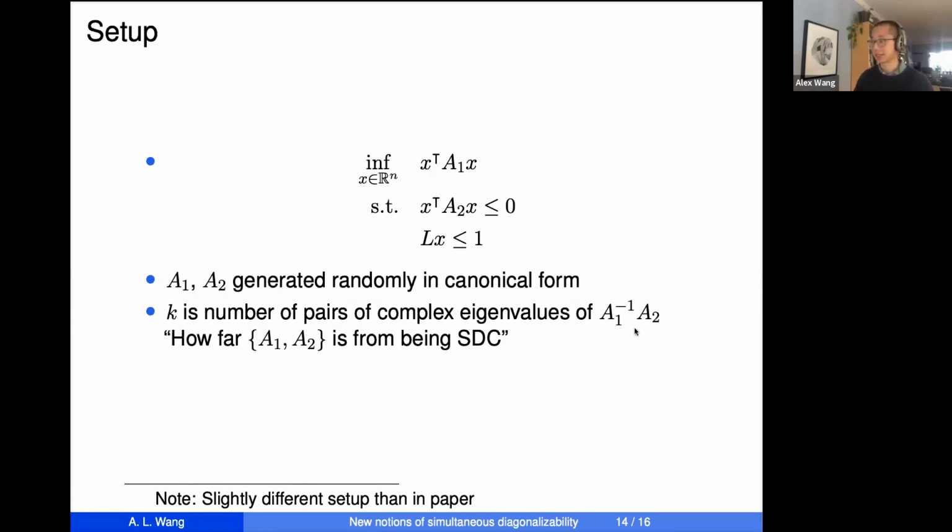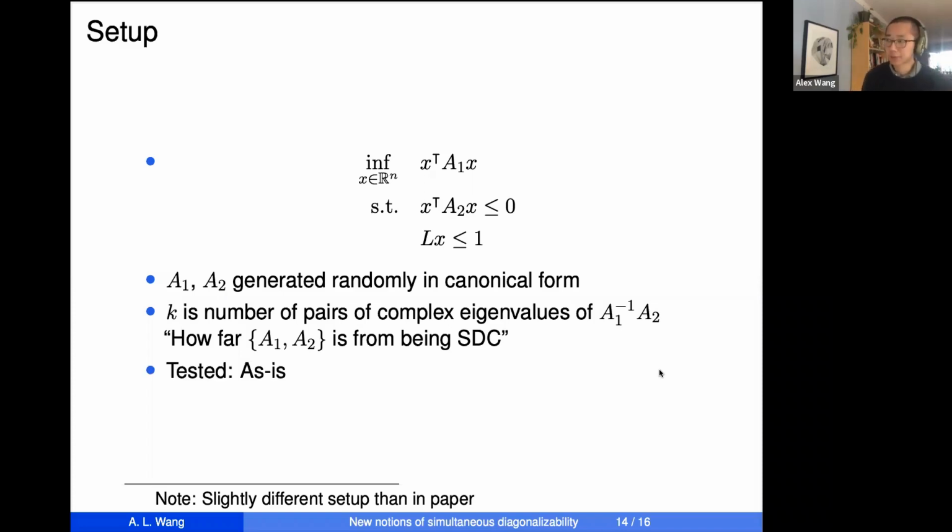An observation here is that when k is equal to 0, when A1 inverse A2 does not have any pairs of complex eigenvalues, then up to a slight, minor diagonalizability criterion, A1 and A2 are actually going to be SDC. This k parameter also shows up naturally in all of our constructions, so we thought it would be interesting to measure how the performance behaves as k varies.